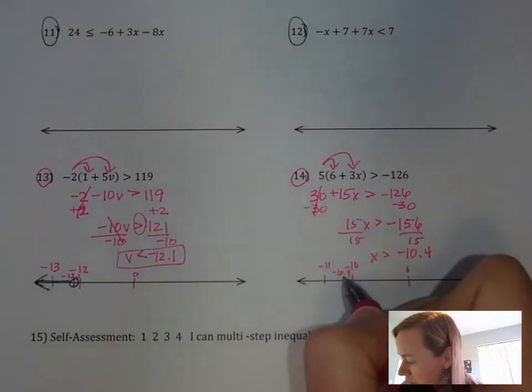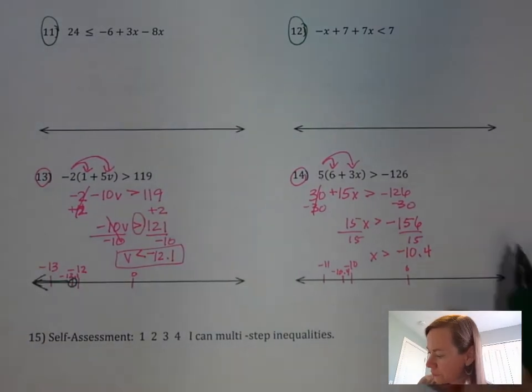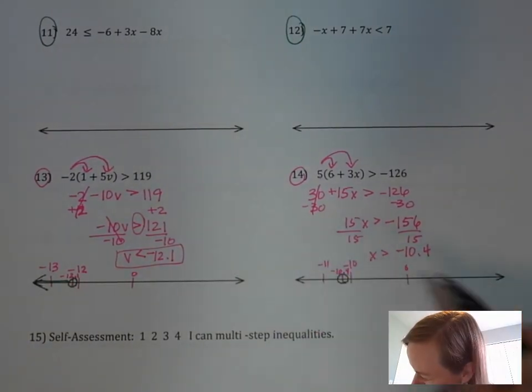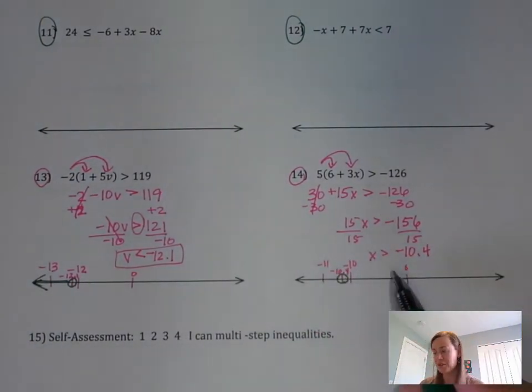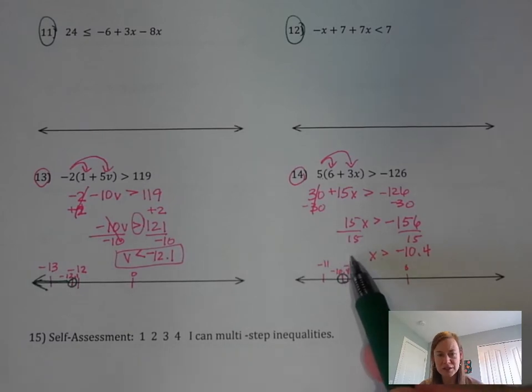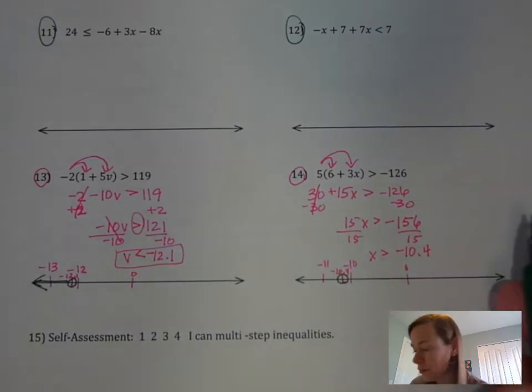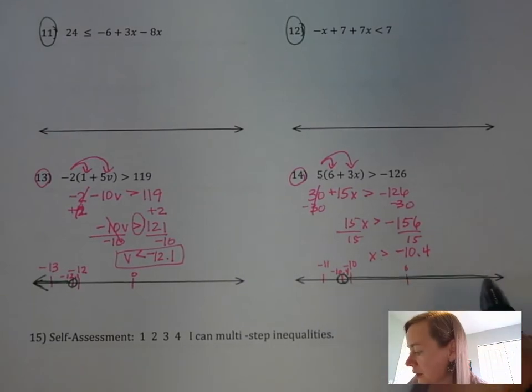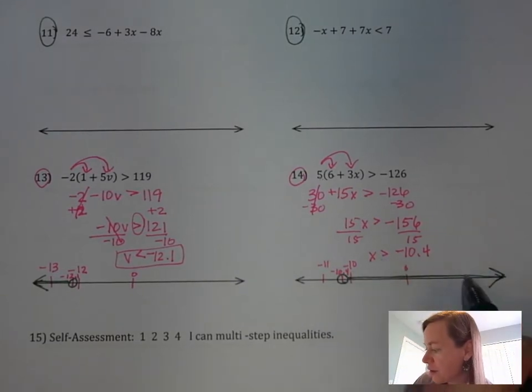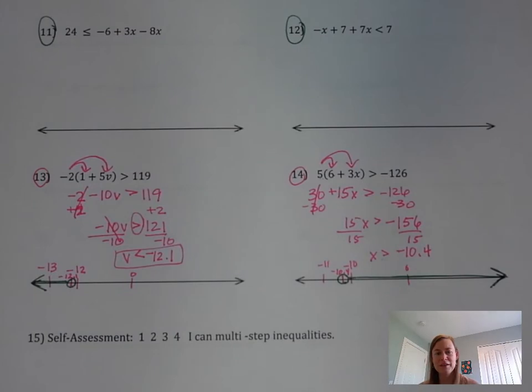We'll get to one of those eventually. So let's do an open dot. Now this time it's x is greater than, so you would think that the answers are bigger than or greater than negative 10.4. So where do the bigger numbers live? They live to the right, and we're going to draw our arrow that way.